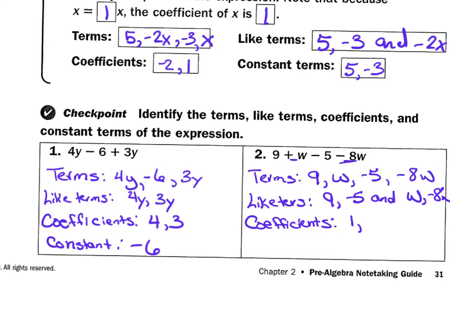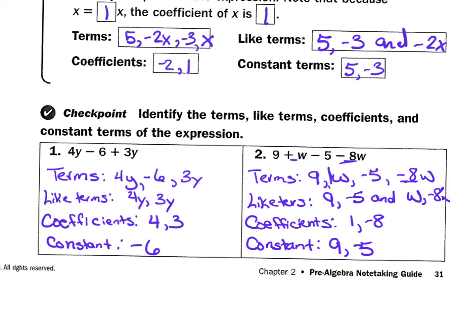Make sure if you're subtracting, that is a -8, right? And if there's nothing in front of the W, we assume that it's 1, because that means we have 1 W. And then our constants are the numerical part that don't have variables. So that would be a positive 9 and a -5.